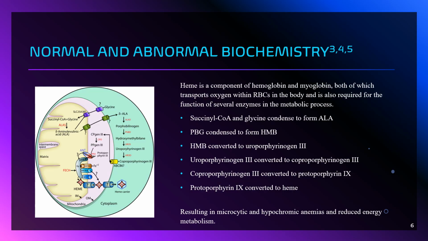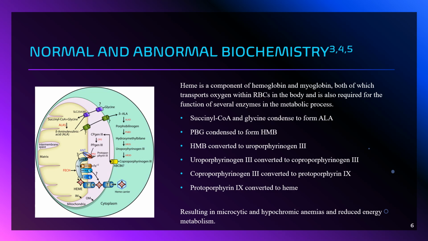This culminates in the final step of incorporating ferrous iron into protoporphyrin 9 by the enzyme ferrochelatase, and this will produce heme. The process involves multiple enzymatic reactions, with some steps occurring in the mitochondrial matrix and others in the cytosol of the cell. Now, that was the normal.